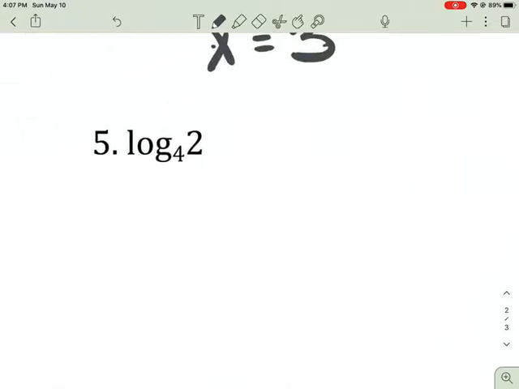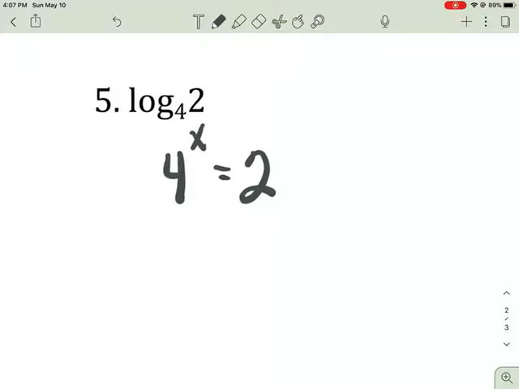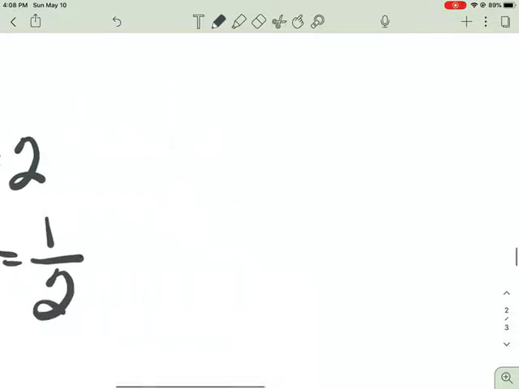All right, let's try this. 4 to what power gives you 2? Uh-oh. How are we going to figure that out? Well, isn't 2 the square root of 4? And isn't that written as a power of 1/2?